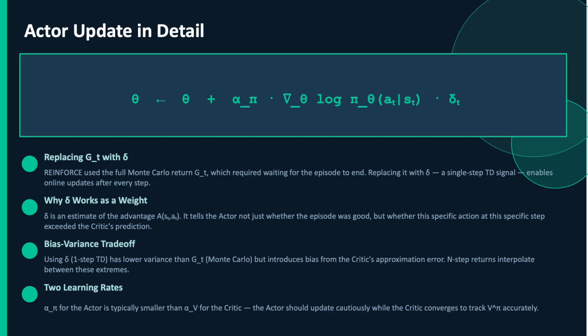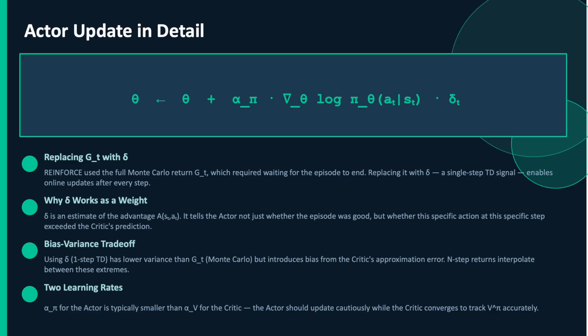The full actor update is theta gets updated by alpha pi times the gradient of log pi theta of a_t given s_t times delta_t. Compare this to REINFORCE. The structure is identical, but G_t has been replaced by delta_t. The replacement has enormous practical consequences.